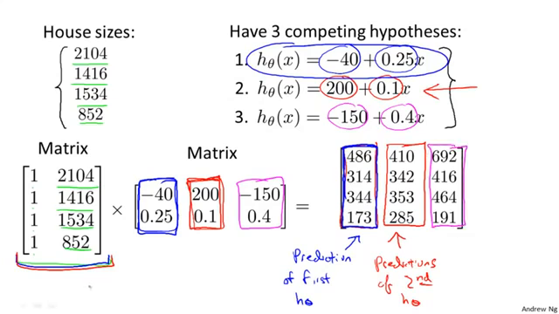I didn't step through all the details, but hopefully you feel free to pause the video and check the math yourself and check that what I just claimed really is true. But it turns out that by constructing these two matrices, you can very quickly apply all 3 hypotheses to all 4 house sizes to get all 12 predicted prices output by your 3 hypotheses on the 4 houses. So with just one matrix multiplication step, we managed to make 12 predictions.